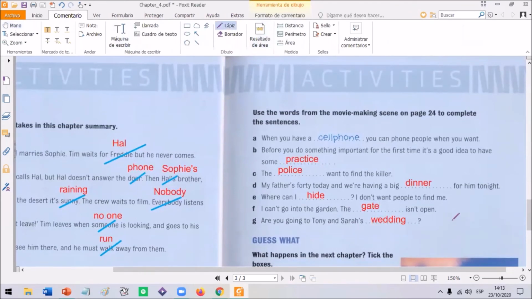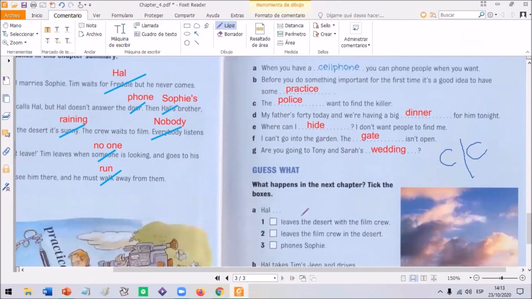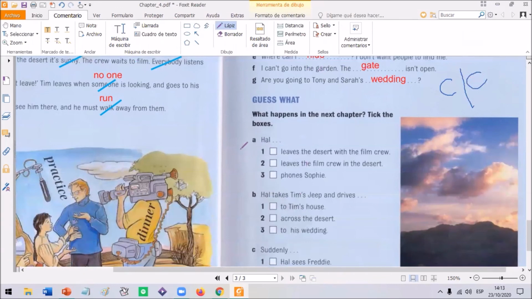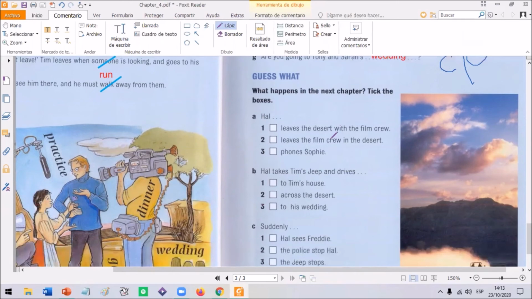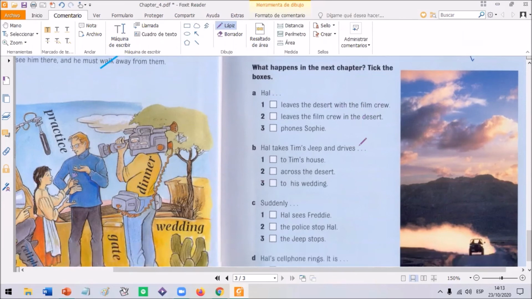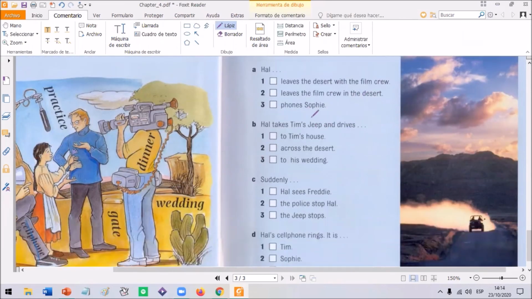Now with your green pen, you can write corrected in class. Finally, here you have to make guesses about what happens in the next chapter, okay? What about Hal? Does he leave the desert with the film crew? Does he leave the film crew in the desert? Does he phone Sophie? Then, Hal takes Tim's jeep and drives where? To Tim's house, across the desert, or to his wedding?